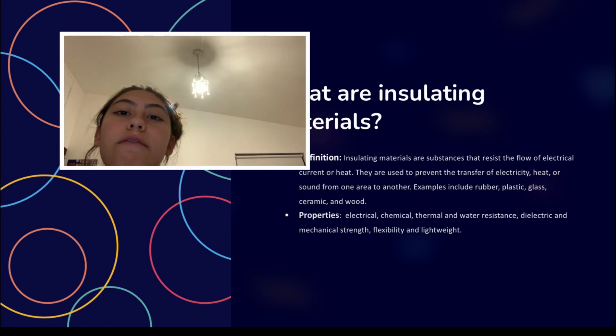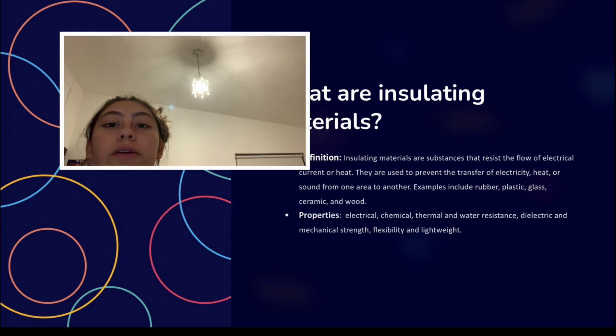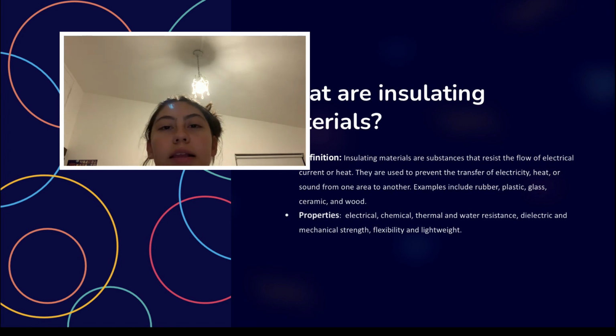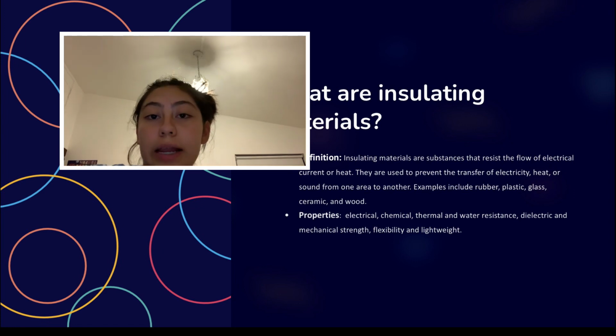Then they also are flexible. Insulating materials used in wires and cables need to be flexible to allow bending and installation. Flexibility ensures that the insulator can conform to the shape of the wires without cracking or breaking. This is not a property that all materials have, but for example, plastic does have this property of flexibility.